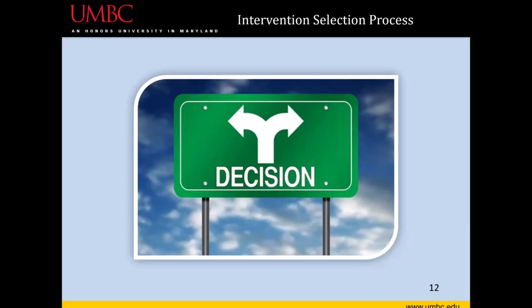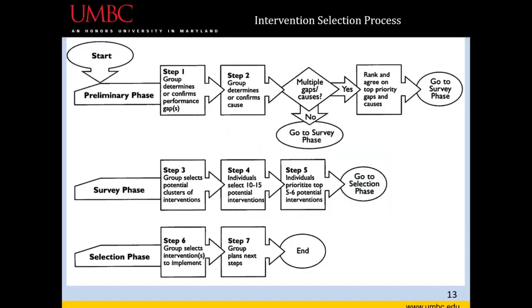Now let's take a look at the process of selecting interventions. You see on the slide, here is the process broken down into 3 different phases: the preliminary phase, the survey phase, and the selection phase. So let's start with the preliminary phase. In step 1, the group determines or confirms the performance gap. That should already have been done prior to this point, and you all determine as a group what the performance gap is. Then in step number 2, the same group determines or confirms the causes.